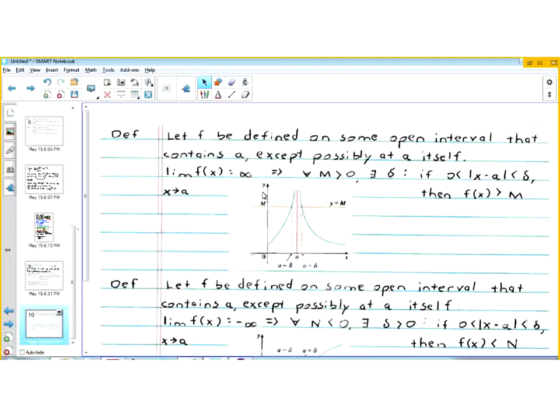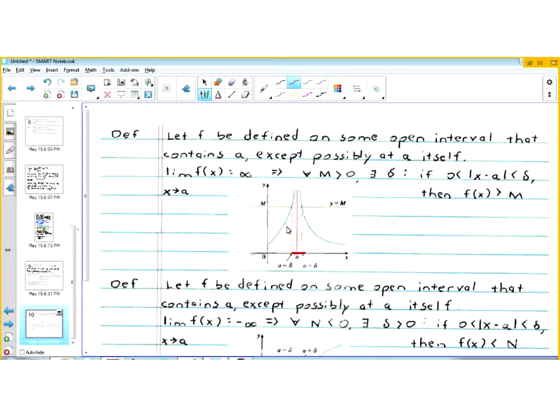Okay, the first definition is right here. Let f be defined on some open interval that contains a, except possibly at a itself. So we say the limit as x approaches a of f of x is equal to infinity, as shown in this drawing, if for all m, so for any choice of m, there exists a delta such that for this given delta, if we're within a delta distance of a, as shown on the x-axis, then the output of the function will be greater than m.